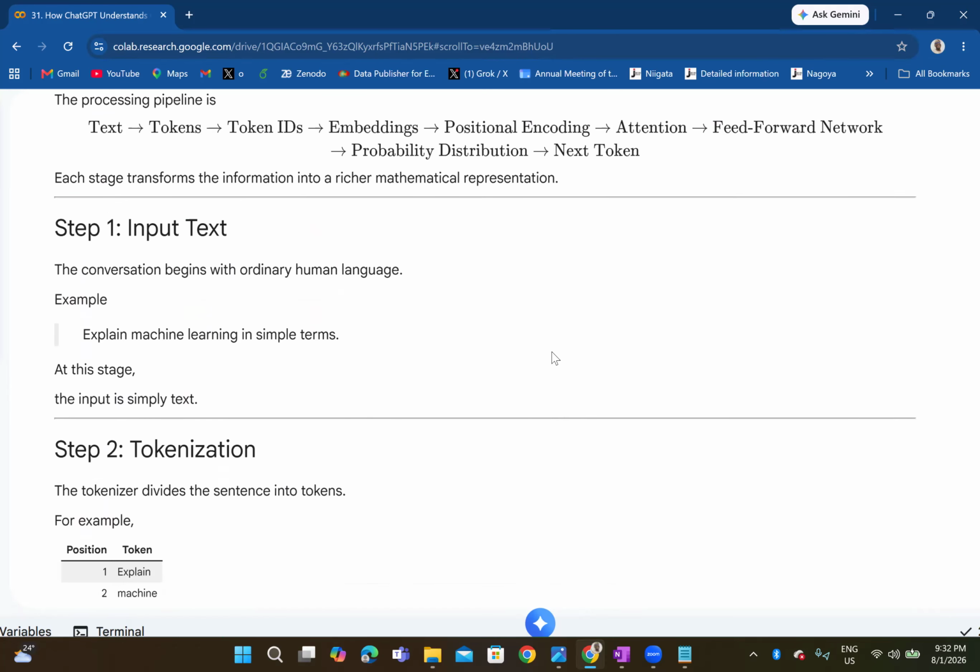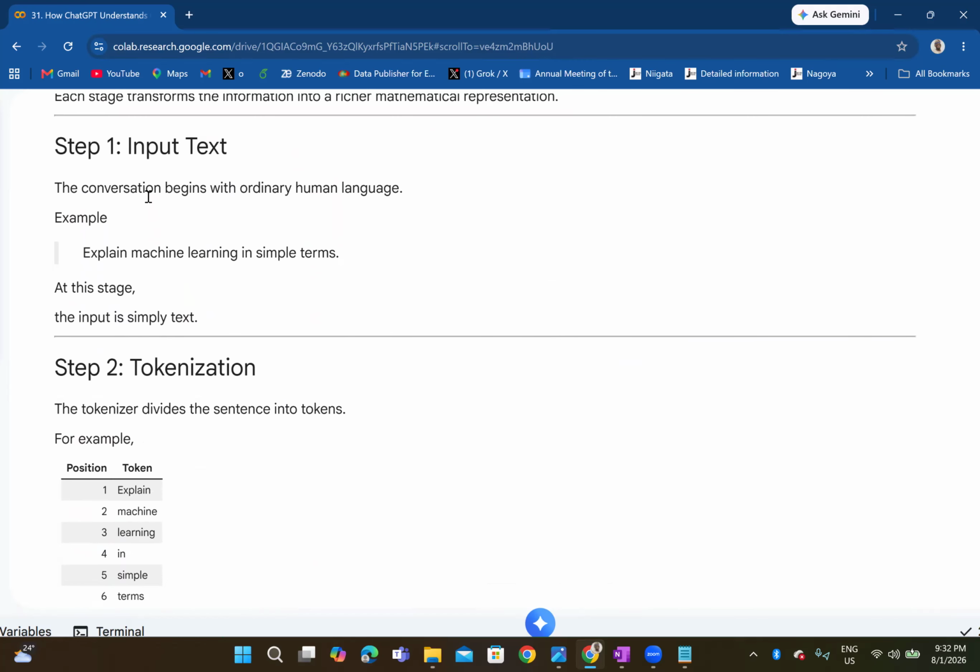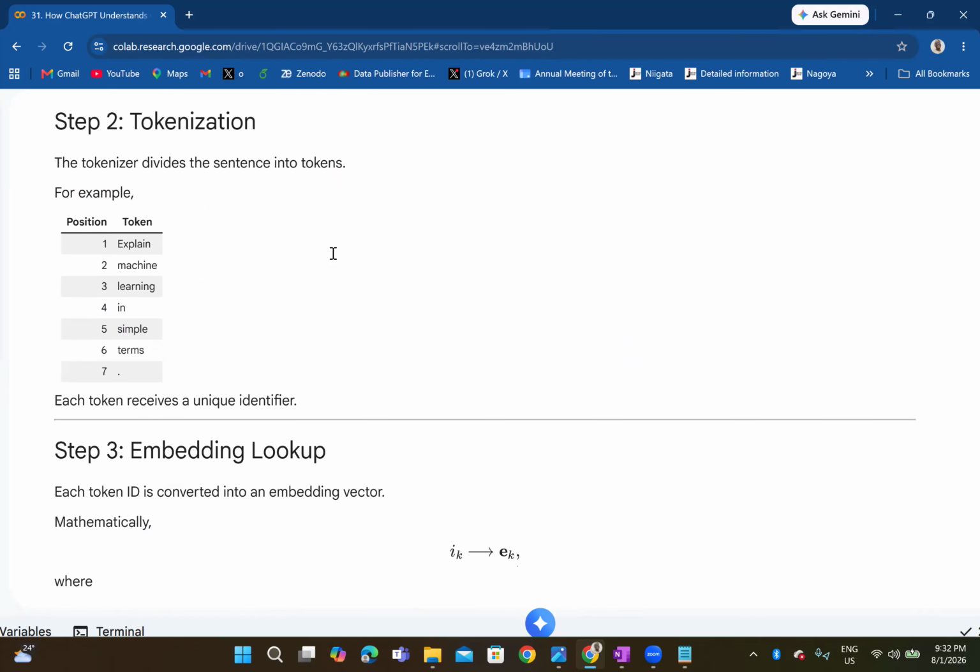So let's break it down. Talking about the input text, the conversation begins with ordinary human language: explain machine learning in simple terms. At this stage, the input is simply text. The next stage is tokenization.